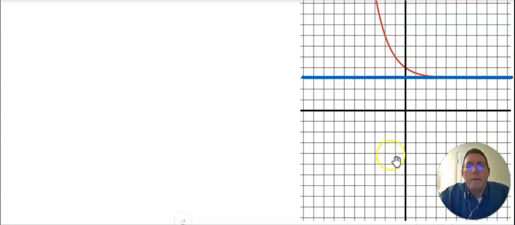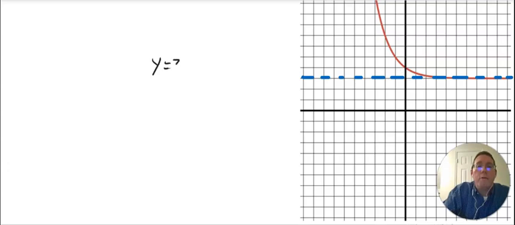Okay, now let's go ahead and make it a dashed line, and we'll erase some of the stuff in between here. There we go. Okay, so now we have our asymptote. Let's identify where the asymptote is. Here's 0. We go +1, +2, +3. So the asymptote is at y equals 3. That's where the asymptote is.